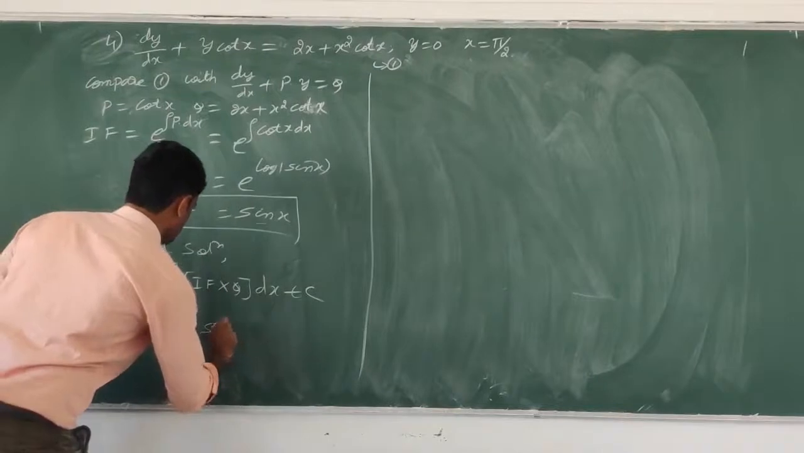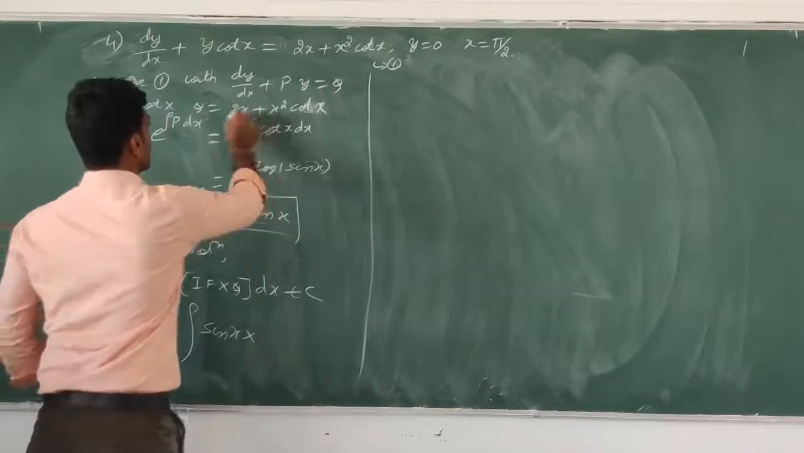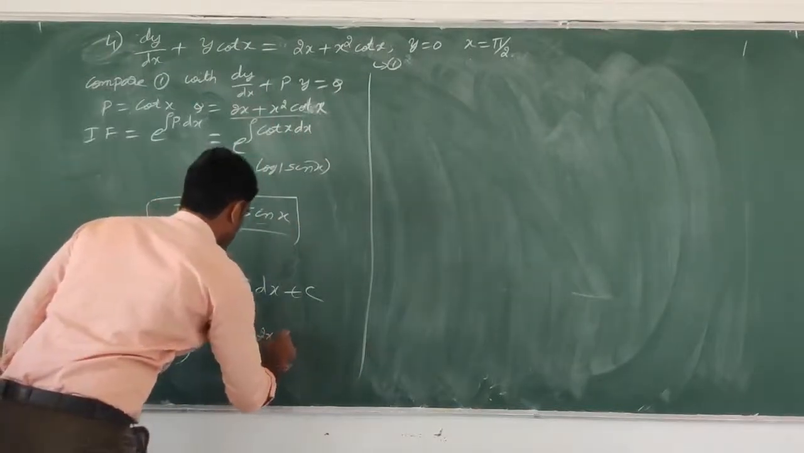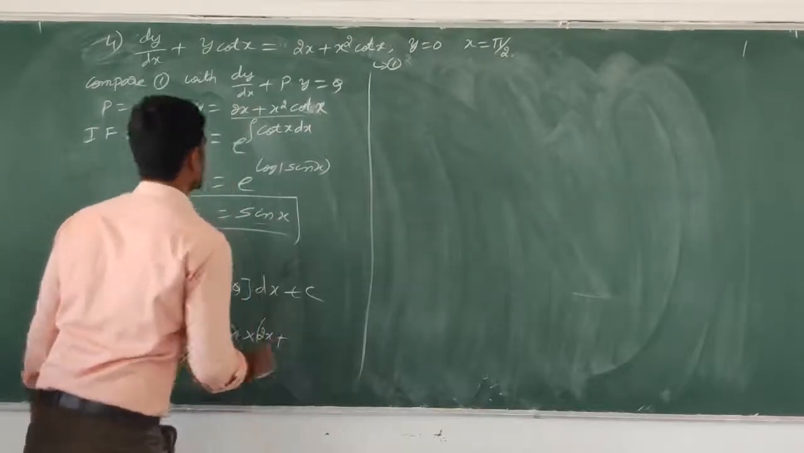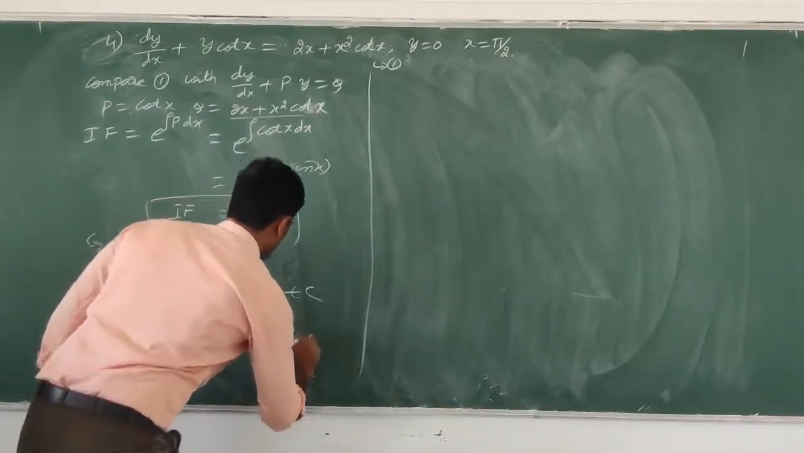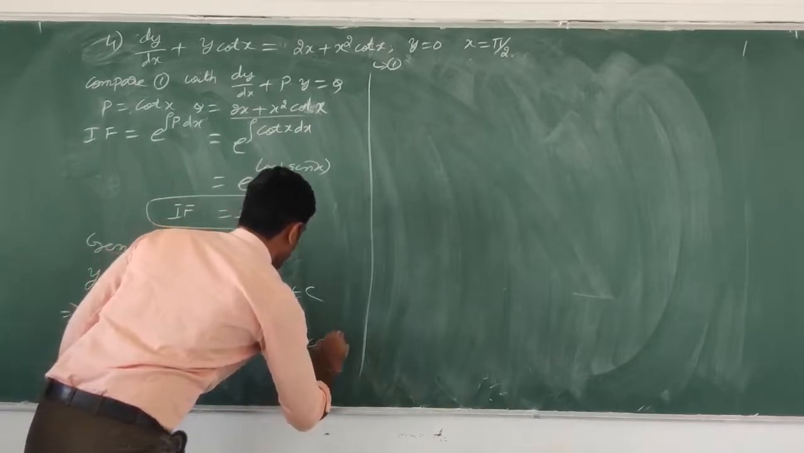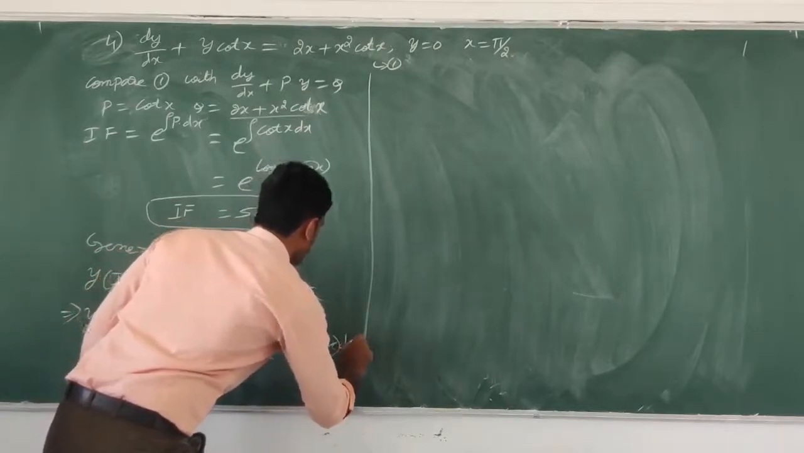the integration factor is sin x into the Q value. So write down this Q value, 2x plus x square cot x. So this step is very, very important. Integration of sin x into (2x plus x square cot x) whole dx plus c.